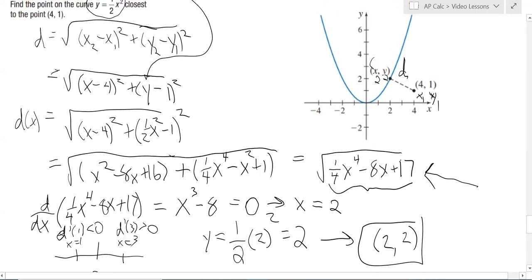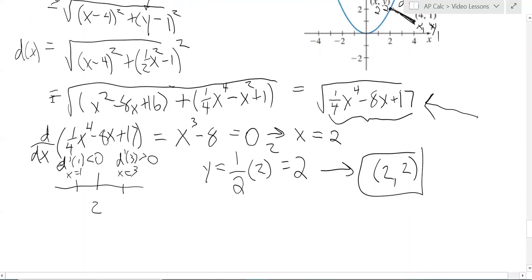Okay, so this point is (2, 2), and the distance right here is minimized. Now you could plug those values back into the distance formula to find what that actual distance ends up being.